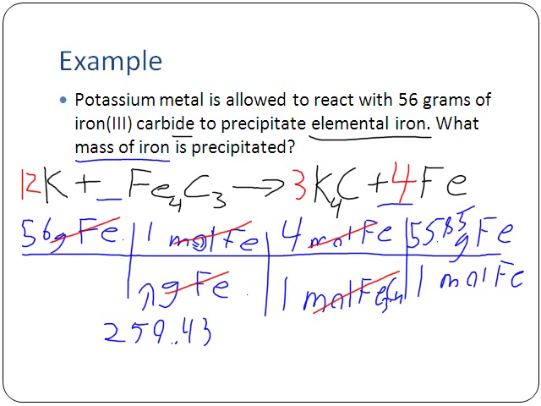So to set this up, we say 56 times 1 times 4 times 55.85 divided by 259.43, and then divided by 1 gives us 48.2226. Now, significant figures, to start with, we only have 2 significant figures because we have 56 grams, so this will round just to 48, and so then our final answer here is going to be 48 grams of iron right there. And so that is how you do basically stoichiometry problems to set up.